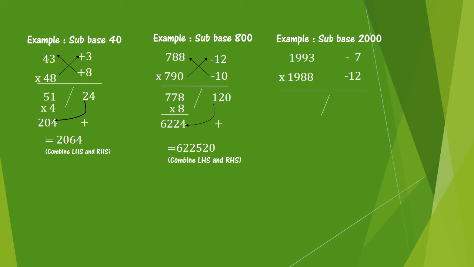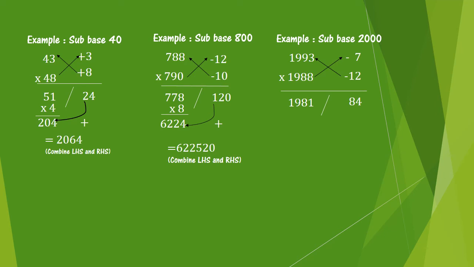In the right hand side we'll be multiplying 7 into 12, which gives us 84, a positive number. Why? Because minus into minus gives us a positive figure. That is why we are writing 84 in the right hand side. Now in the left hand side we will be subtracting 1993 minus 12. So we get 1981. Even if we subtract 1988 minus 7, we get 1981, the same number.